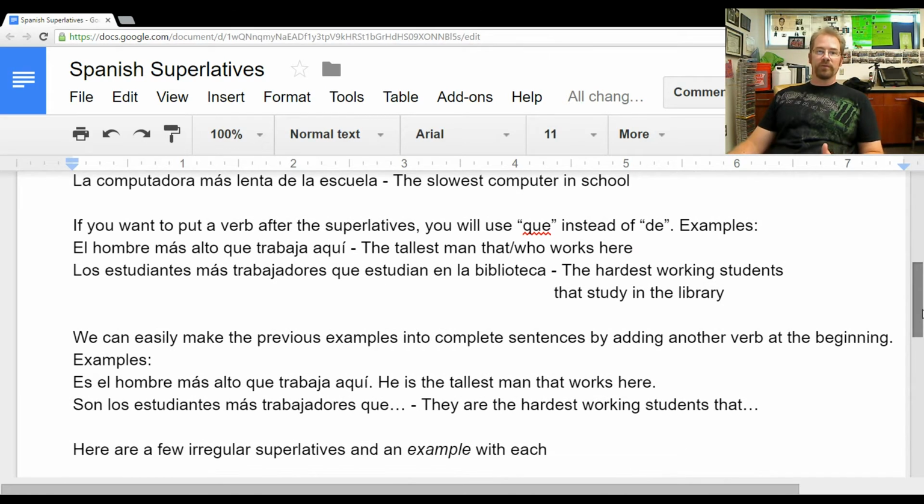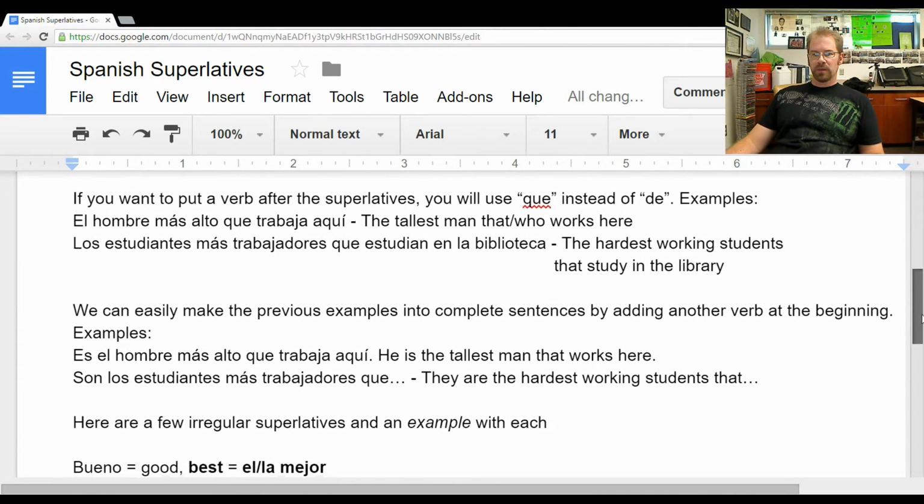If you want to put a verb after these superlatives, you'll want to use the word que instead of de. For example, el hombre más alto que trabaja aquí, the tallest man who works here. Los estudiantes más trabajadores que estudian en la biblioteca, the hardest working students that study in the library. Notice the word que there kind of separates the adjective from the verb.